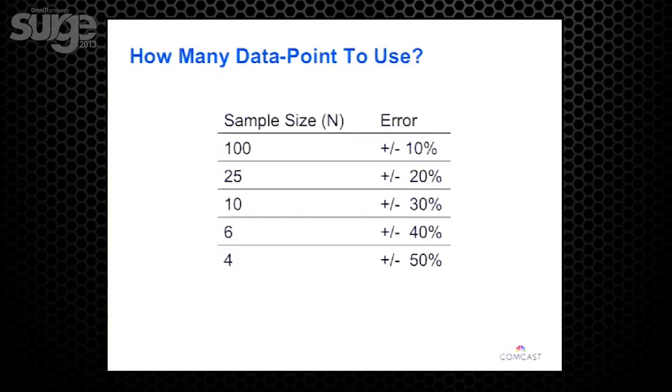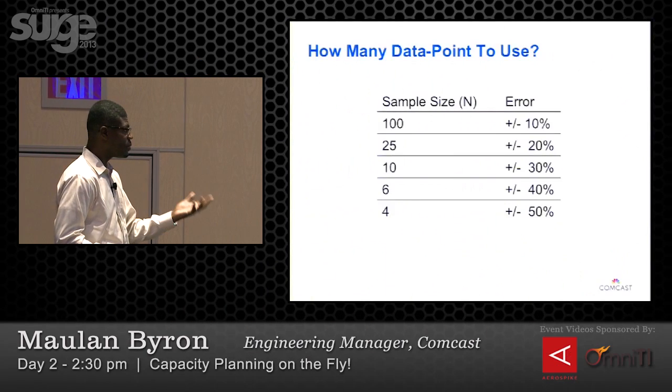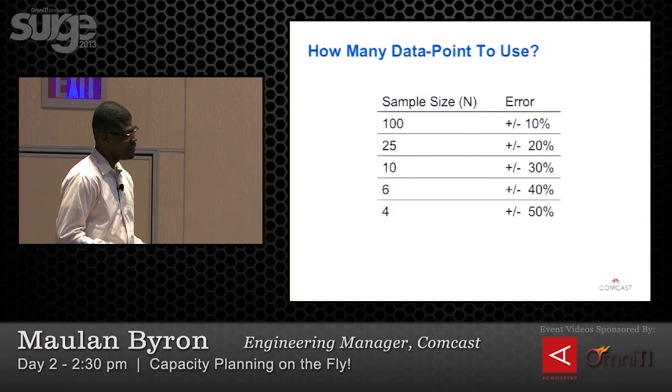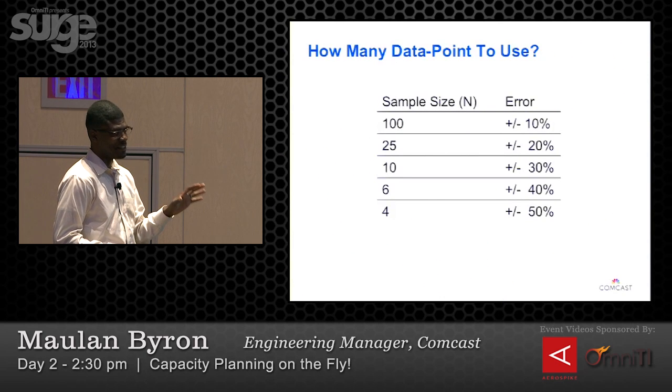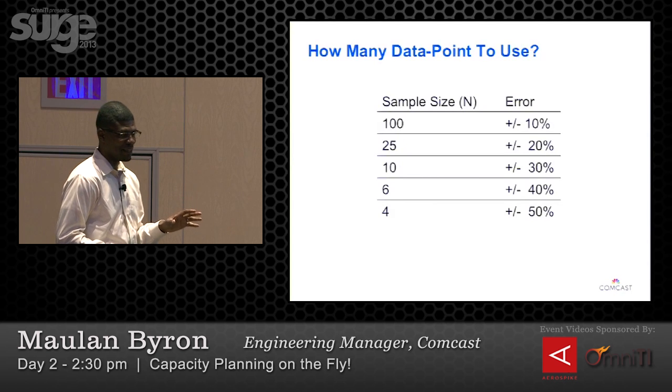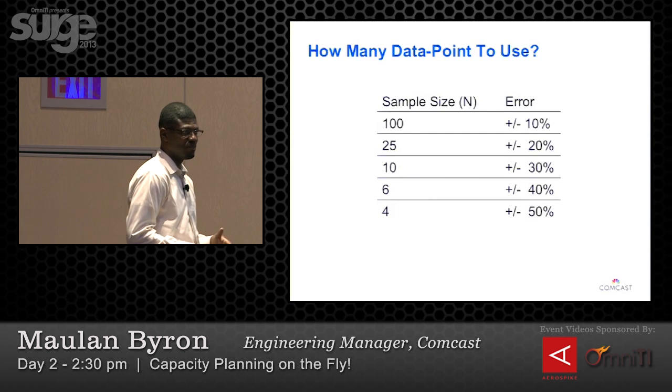And you might ask, well, okay, I got that. How do I determine how many nodes I should test? How many data points should I get? When you look at this, basically what it tells you is, based on your sample size, what your error rate may be, right? And this is not a silver bullet. This is something that gives you guidance in terms of making a decision.